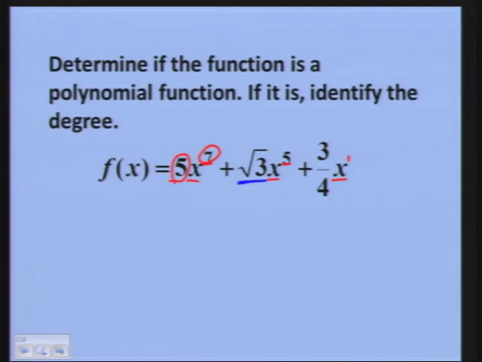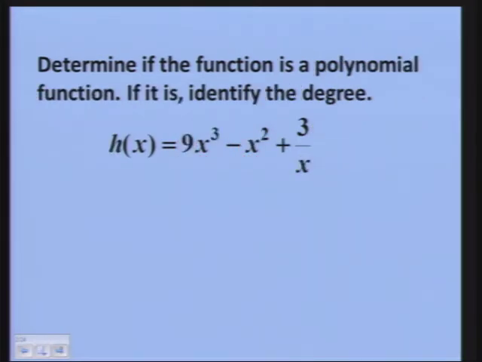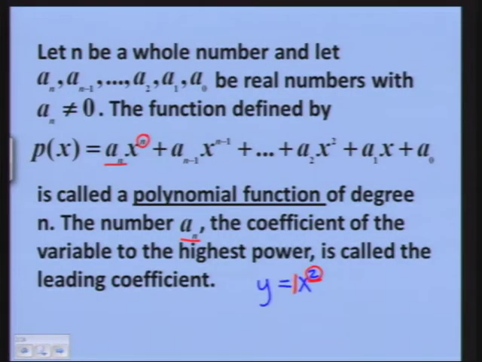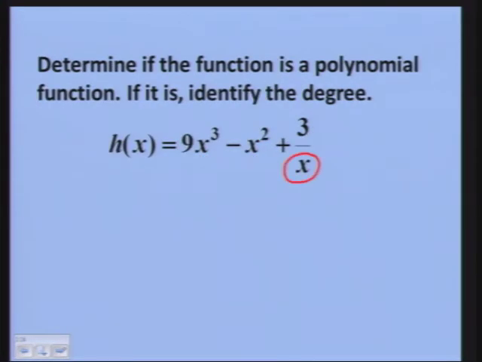All right, let's look at another one. We have h of x equals 9x cubed minus x squared plus 3 divided by x. Think a minute, is this a polynomial function? Why or why not? It's not one because our x is in the denominator. Let's flip back to that definition, and notice that all the x's are in the numerator with whole number powers. So with this x in the denominator, we've got problems. We don't have a polynomial function.